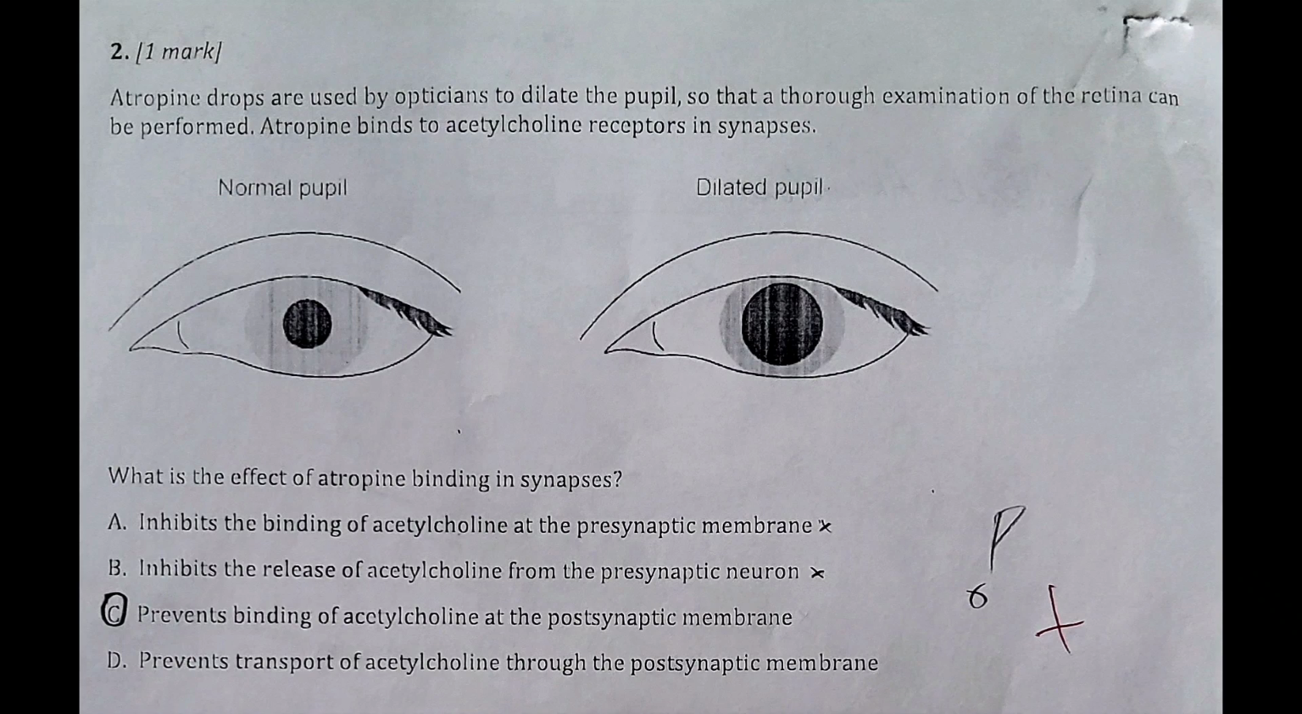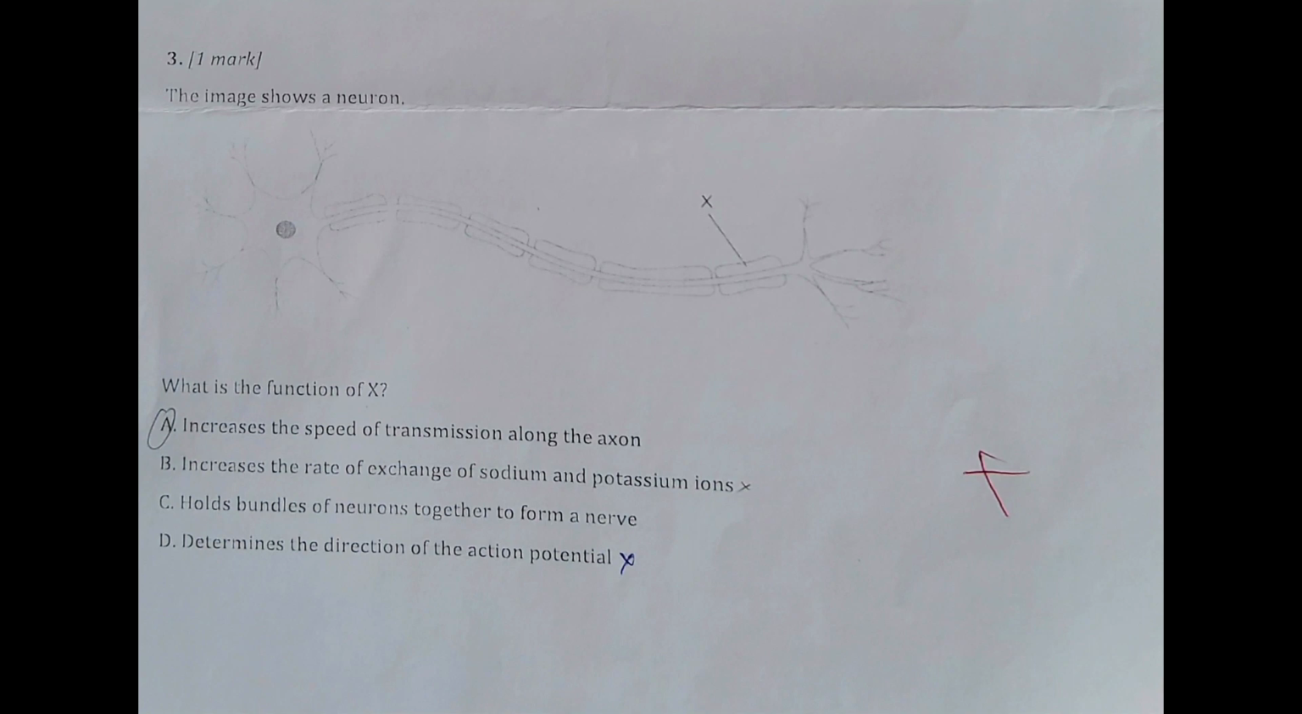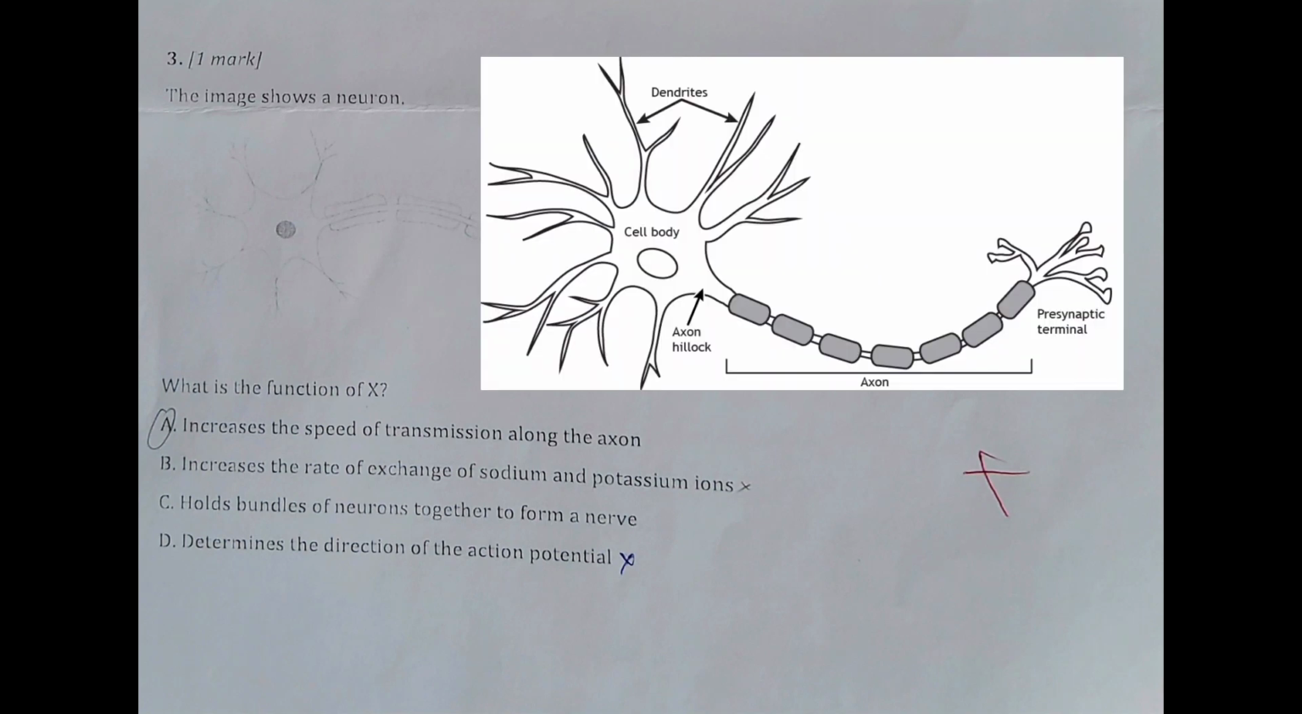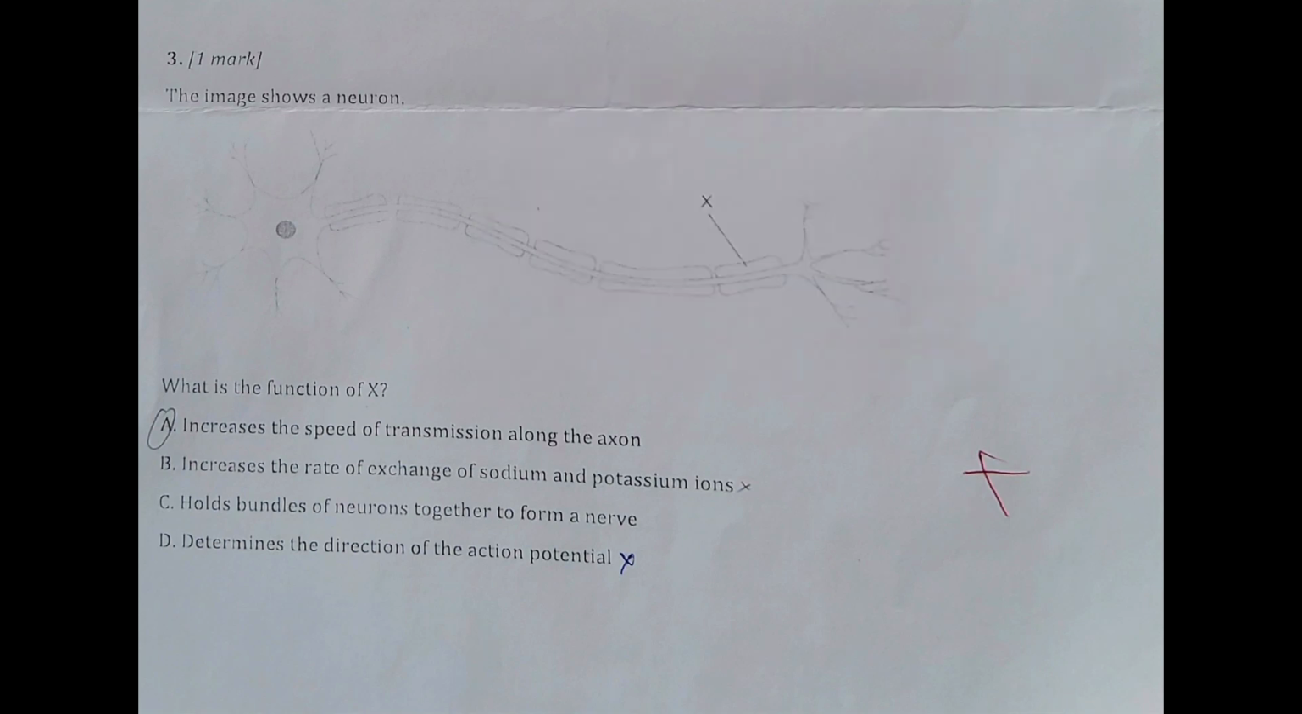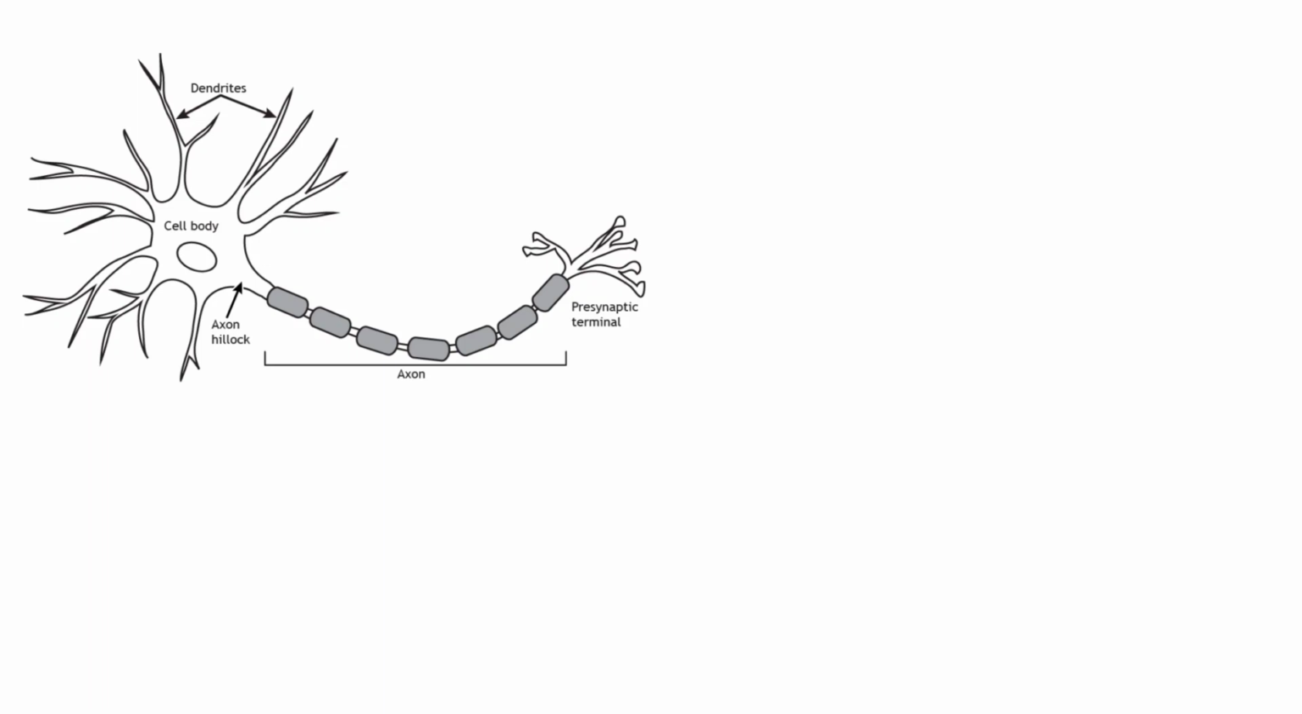So let's move to the next question. The image shows a neuron. Here's a picture with a better quality. And the question is, what is the function of structure X? As we remember from the neuron structure, this part is called myelin sheaths.